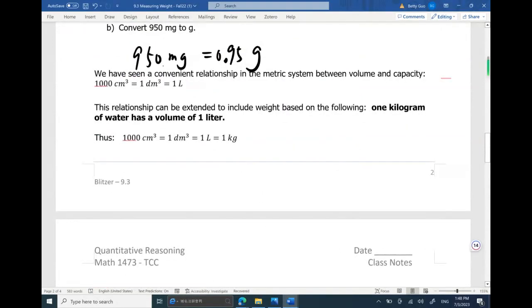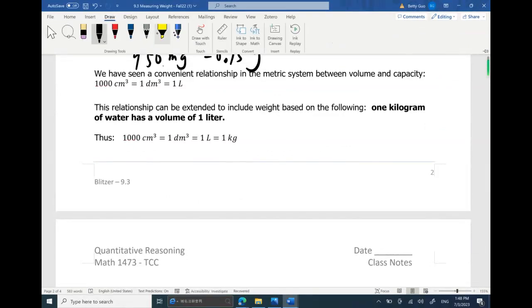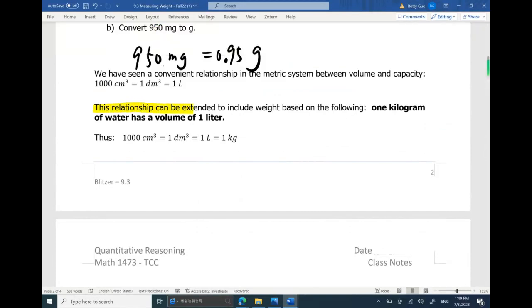And let's see, the kilogram is a commonly used unit in the metric system, and liter is also metric system. Also about water. So remember this relationship can be extended to include weight based on the following: 1 kilogram of water has a volume of 1 liter. That's good information to know, right?